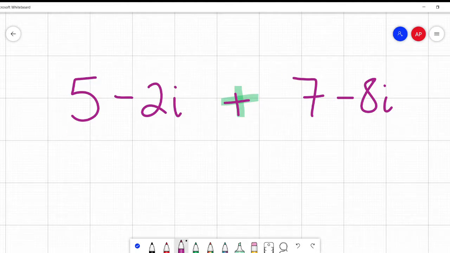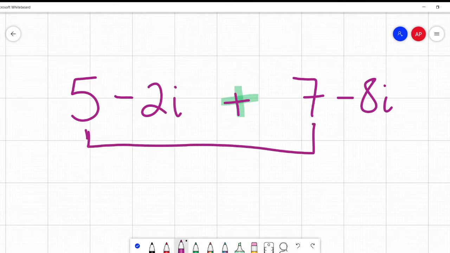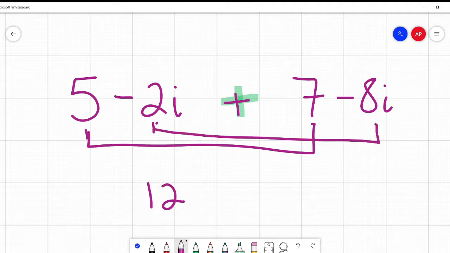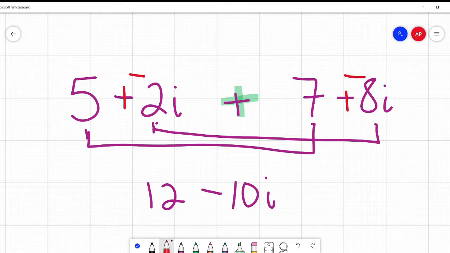So, okay, I have a 5, and over here I have a 7. Positive 5 and positive 7 together are 12. I have a negative 2i and a negative 8i. That together is negative 10i. If the minuses are throwing you, there's never any harm in changing these to plus a negative, and then you can move things around, and you can really see that that negative is attached to that 2i and 8i. It's not just sitting there out in front.